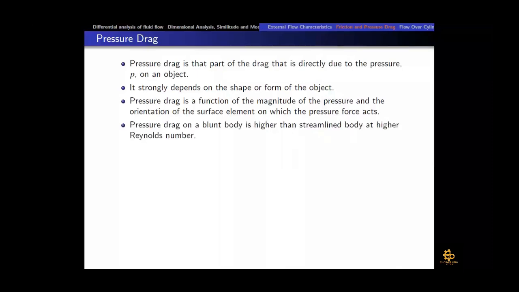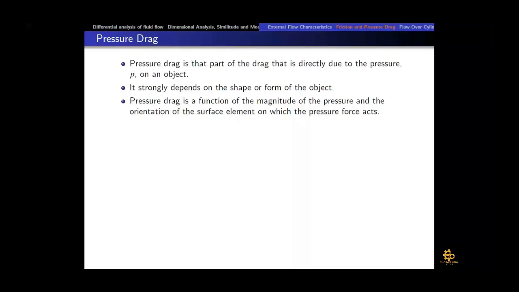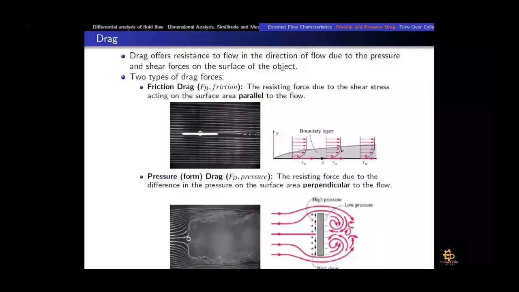Pressure drag on a blunt body is higher than on a streamlined body at a higher Reynolds number, because there is a flow wake region or flow separation region at the back end of the object, like here, with a low pressure region at the back end. On the front we have got a higher pressure region due to the stagnation point. So that's why it would be higher.